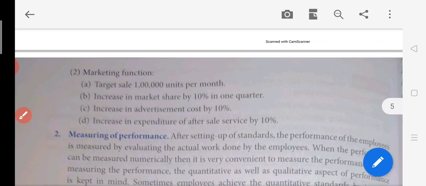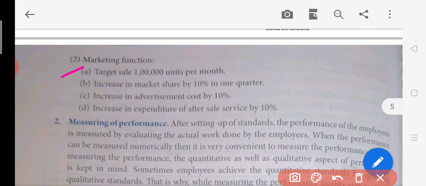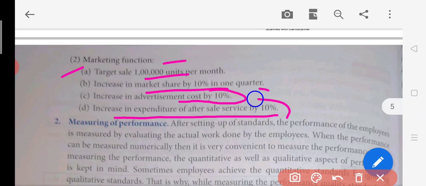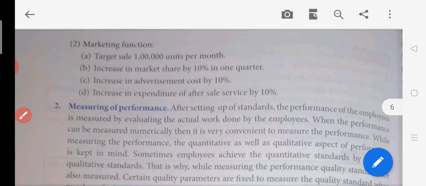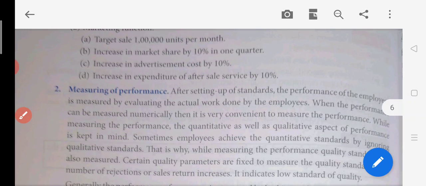set the standard. In the marketing function, the target sales of 1 lakh units per month should be there, increase in market share by 10% should be there, increase in advertisement cost should not go by more than 10%, increase in expenditure on after sales service should not be beyond 10% level. So this is how you can control the marketing function also. Now these are standards against which they will be checking your actual performance.